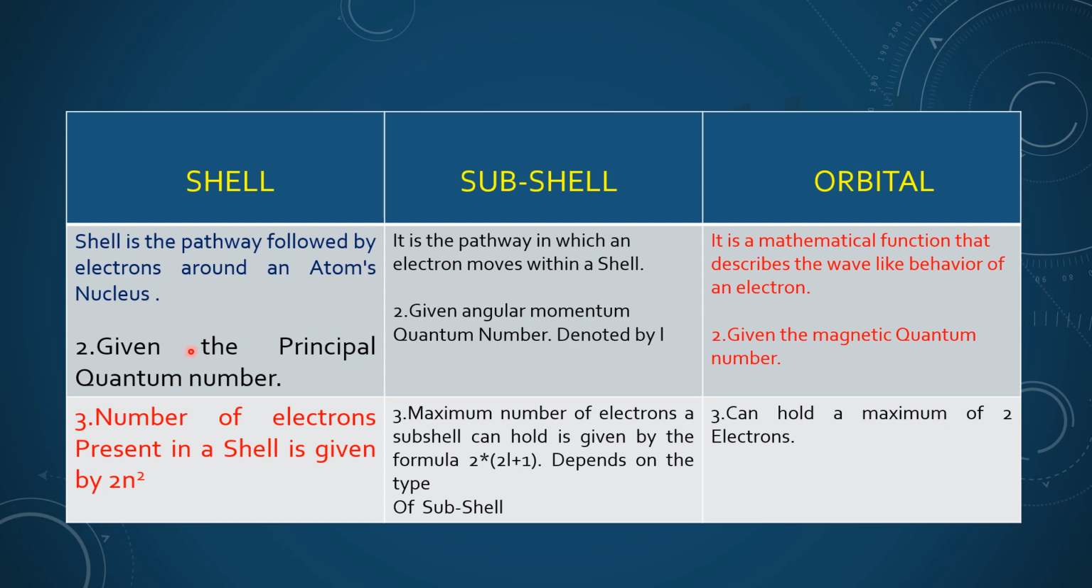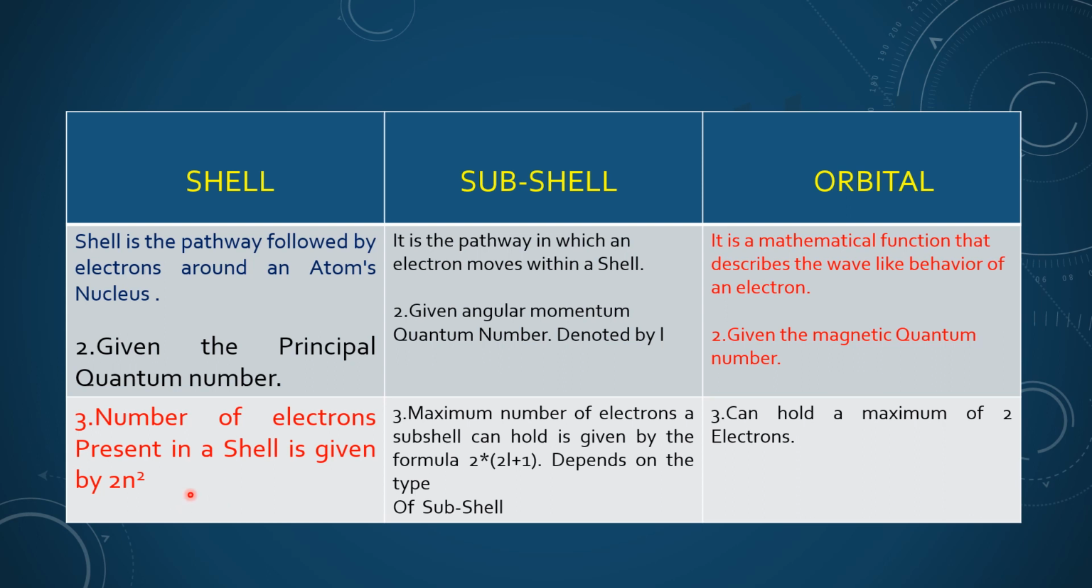It is given by the principal quantum number n, or K, L, M, N, and so on. When n is equal to 1, first shell. When n is equal to 2, that is L shell. When n is equal to 3, M shell. When n is equal to 4, N shell, and so on. The maximum number of electrons present in a shell is given by the formula 2n square, where n is equal to 1, 2, 3, 4, and so on.